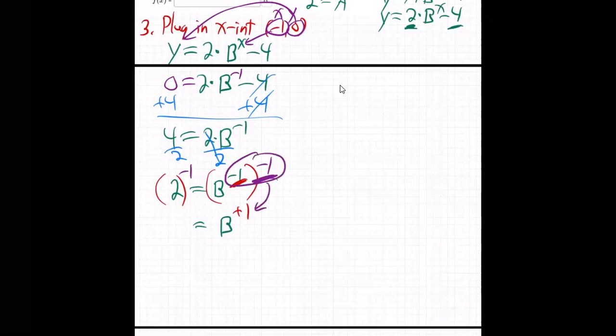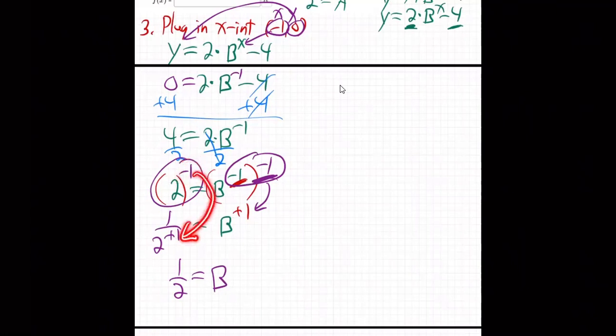Is that good there? Powers outside parentheses multiply powers inside parentheses. So -1 times -1 is +1. And then what happens on the other side? Remember what negative powers do? It flips it, and then the power becomes positive. That's a half. So b to the +1, or just b, is a half. Again, negative powers are unhappy where they're at. They want to flip to the other side. Then they're happy, then they're positive. So it's 1/2 to the 1, or 1/2. So b is a half. So we got our b.